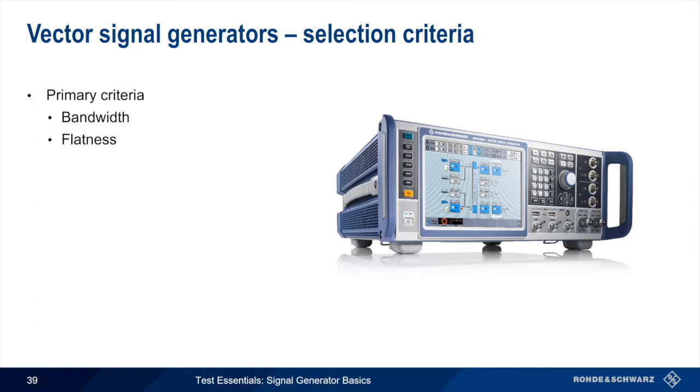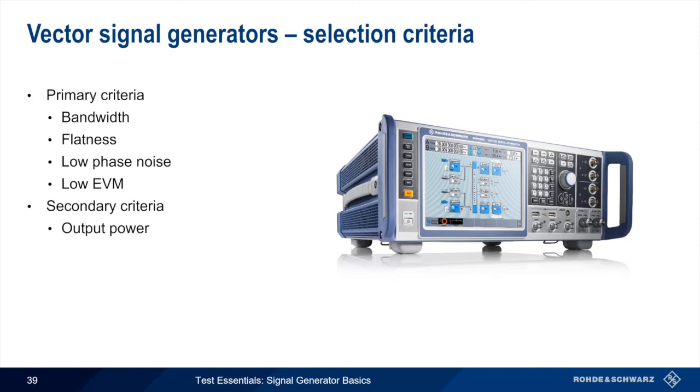Regardless of bandwidth, we also want to be sure that our vector signal generator is creating as clean of a signal as possible, which means minimizing the level of phase noise, as well as amplitude and other errors that can lead to higher levels of EVM, or error vector magnitude. Among the most common secondary criteria are things such as output power. Just as with analog signal generators, we want to avoid situations that might require an external amplifier, since external amplifiers can degrade the quality of the generated signal.